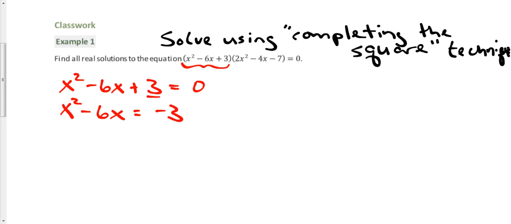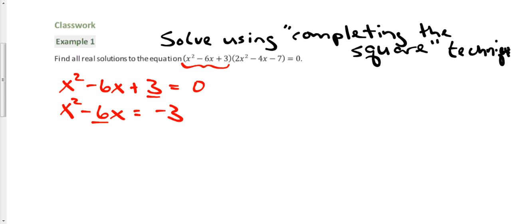Now, here's what you're going to do. Everybody see this negative 6 right here? You want to take half of that negative 6 and square it. So what's half of negative 6? No, not negative 6x. Just the number. What's half of negative 6? And then square it.